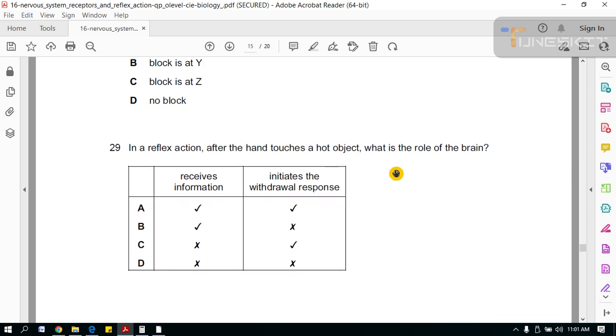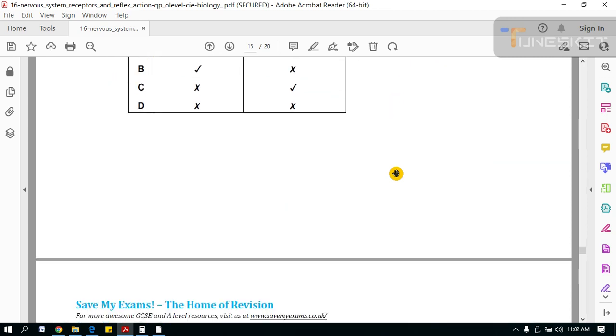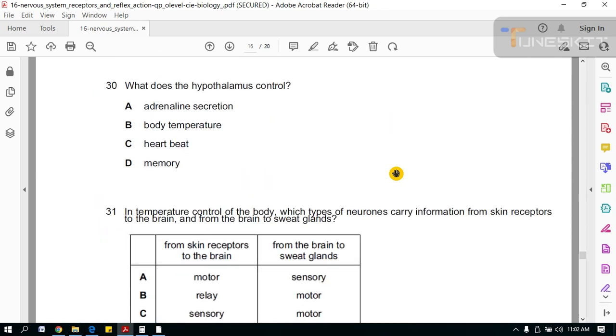In a reflex action, after the hand touches a hot object, what is the role of the brain? What is the role of the brain, dear students? It's a tricky question. Definitely, brain is not involved in the reflex action. So option D is correct. Receives information? No, in reflex action, brain is not receiving the information. Initiates the withdrawal response? No, brain is not involved in initiating. It's a function of spinal cord. So option D is correct, dear students. I hope you are getting it. What does the hypothalamus control? It controls body temperature. Option B is correct. It's easy.